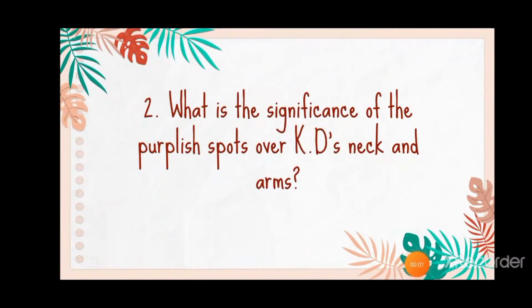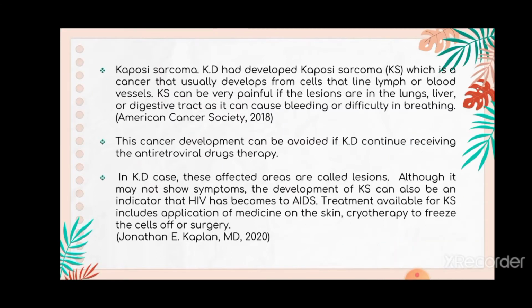Number 2. What is the significance of the purplish spots over Katie's neck and arms? Kaposi sarcoma. Katie had developed Kaposi sarcoma, which is a cancer that usually develops from cells that line lymph or blood vessels. In Katie's case, these affected areas are called lesions.